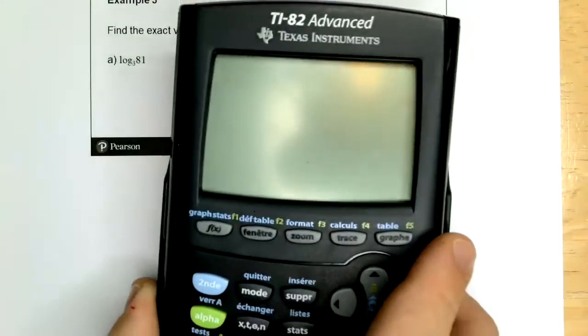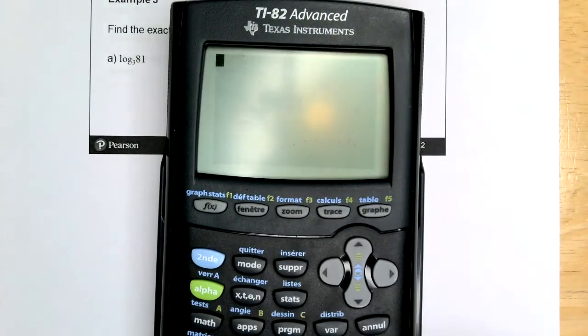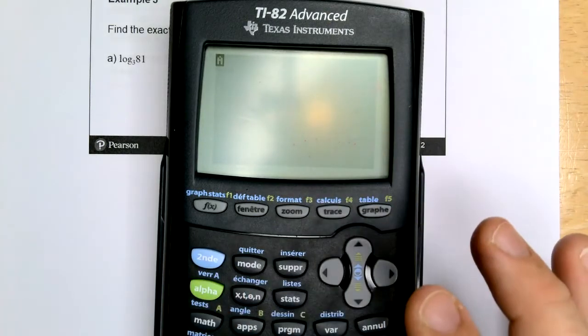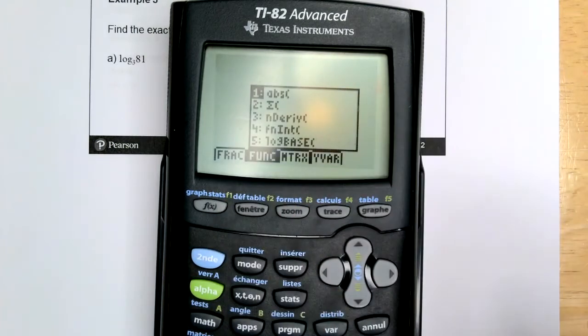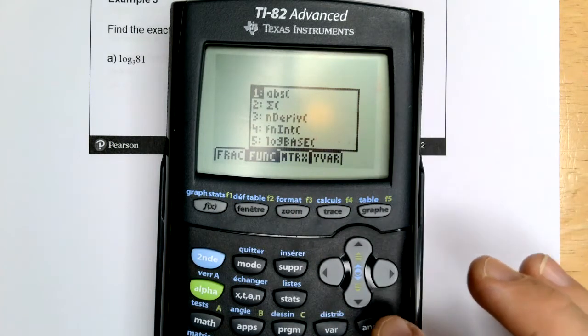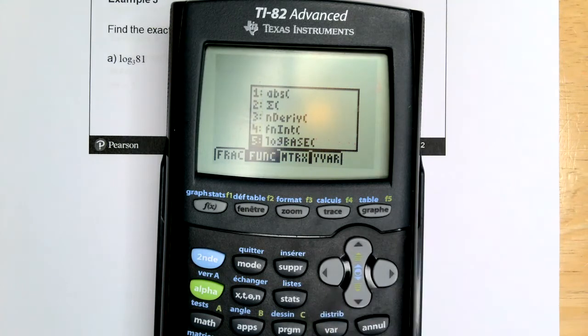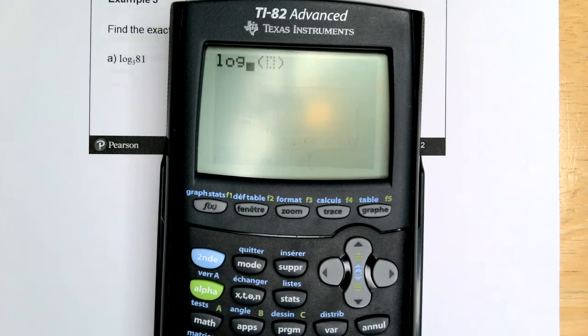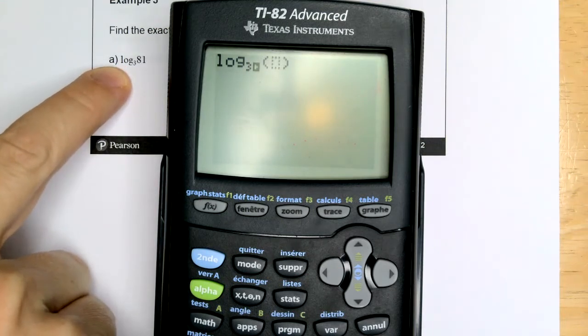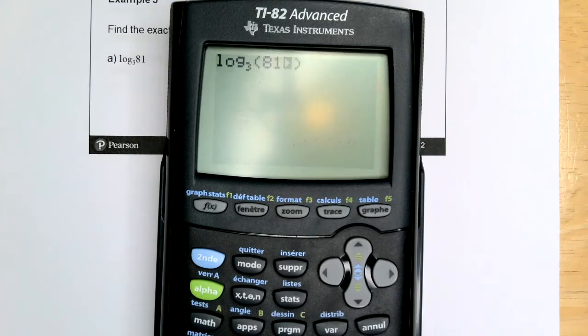I don't know how to do that on a calculator. On a Texas Instruments calculator, you should be able to go to alpha and then press window. It's called table set, and go to number 5 log base, and it will allow you to put in a base. So we can just copy this one. Log base 3 of 81. And the answer is 4.